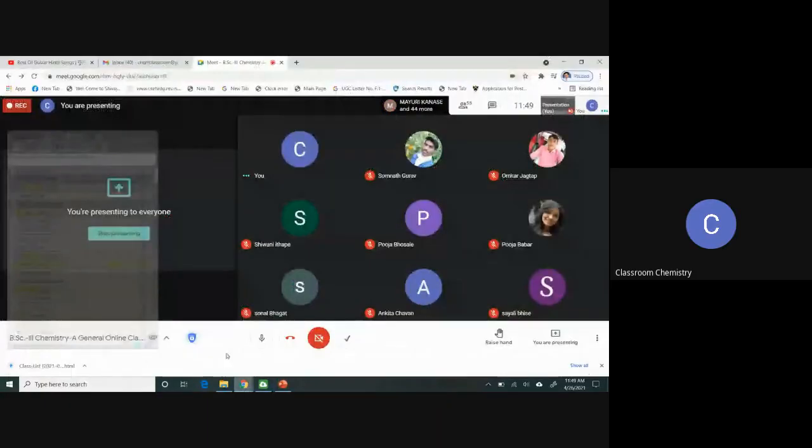Okay. So then we would like to see the next part, based on origin. Based on origin, these organic polymers are classified into many big groups. First one is natural polymers. They occur in nature. For example, cotton, silk, wool, starch, keratin.